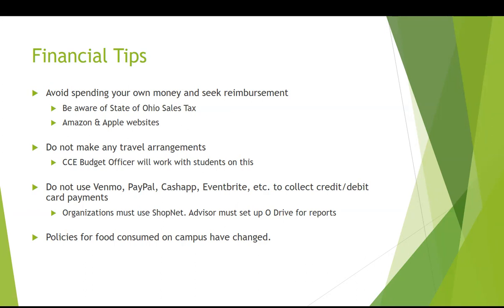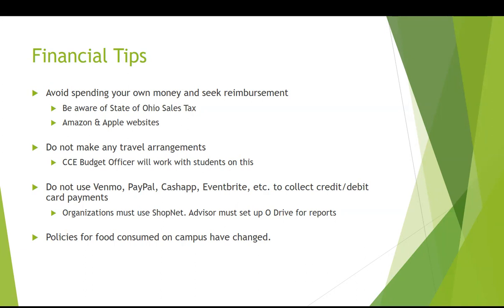Regarding Amazon and Apple websites, we found this out the hard way: Cleveland State does not want you ordering stuff off of Amazon and Apple websites for your organization. We have an account with those websites, and Maureen will place the orders for the organizations. We had a student, unfortunately, spend a couple hundred dollars out of their own pocket for supplies for their organization. They ordered it off of the Amazon website thinking it was okay, but come to find out that the university denied their reimbursement because they didn't follow proper procedures. So you can see why this becomes very important.